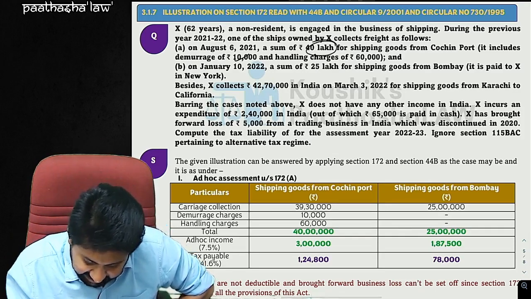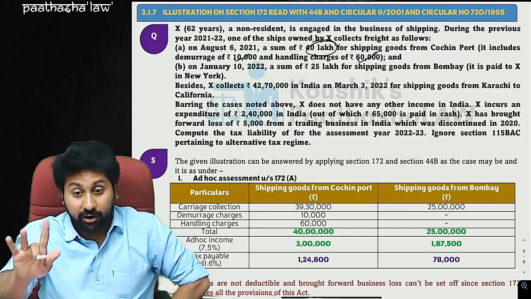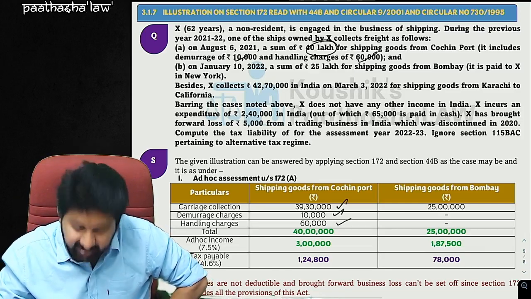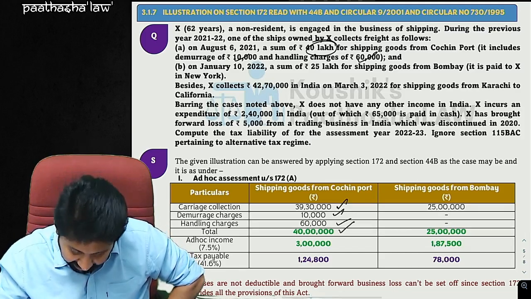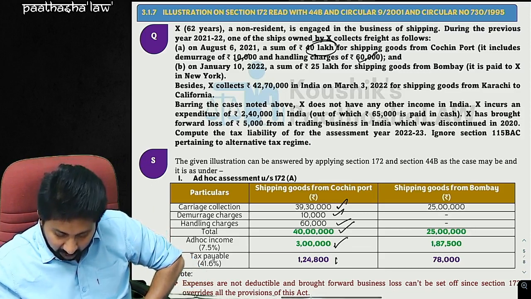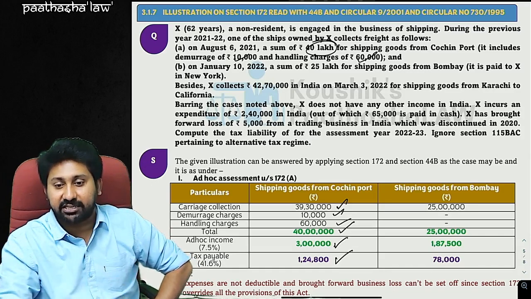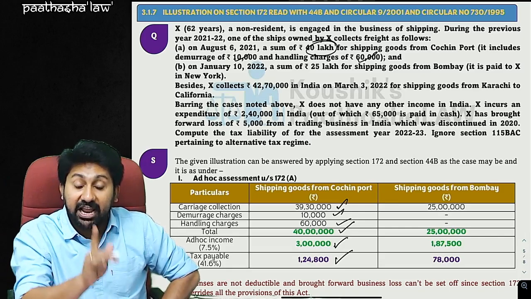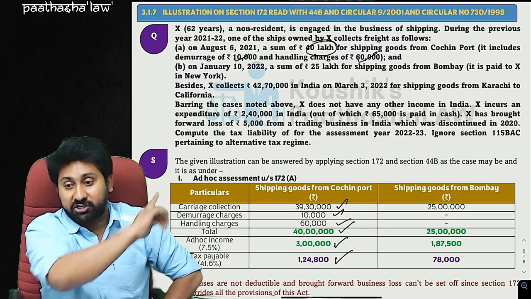Demurrage is 10 lakh and handling charges are 60 thousand. Can they include that? Yes. So 39 lakh 30,000, 10,000 and 60,000 are separated. 40 lakhs is the income. On that I will take 7.5% ad hoc, which is 41.6 including surcharge. 1,24,800 I immediately pay on departure of the ship.